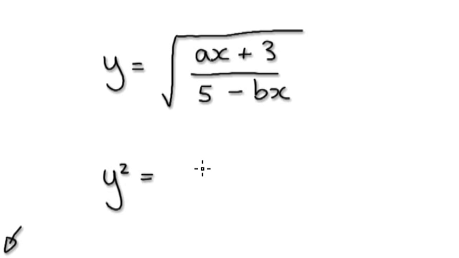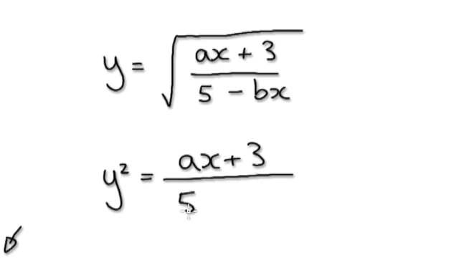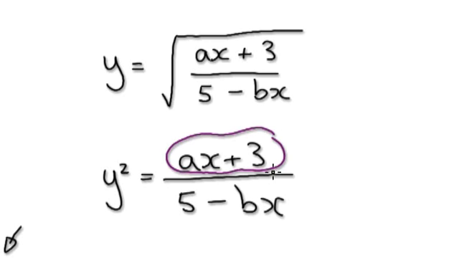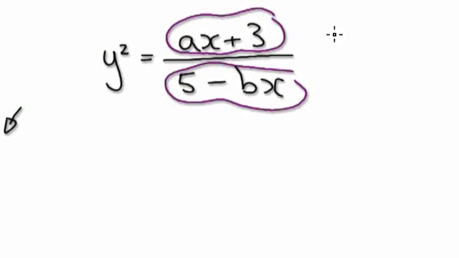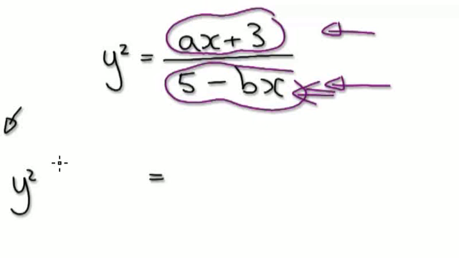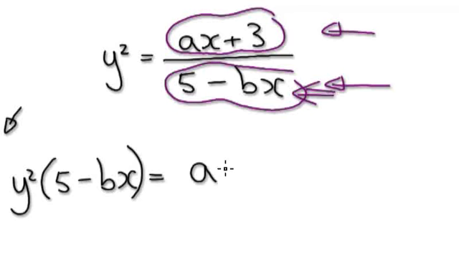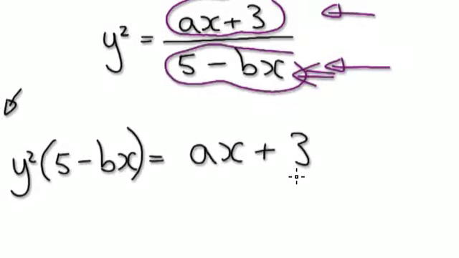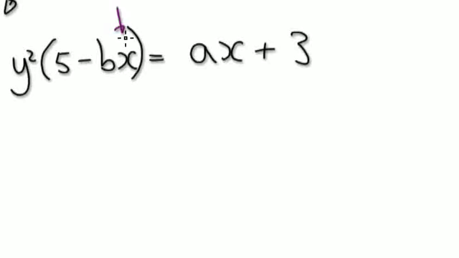So it will be this: y squared equals ax plus 3 over 5 minus bx. So now visualize this as a bubble here over this bubble here. And now here you've got two layers. So let's get onto one layer by multiplying both sides by the bottom bubble here. So it will be this: y squared bracket 5 minus bx, close it off, equals ax plus 3. Keep an eye on the two x's.